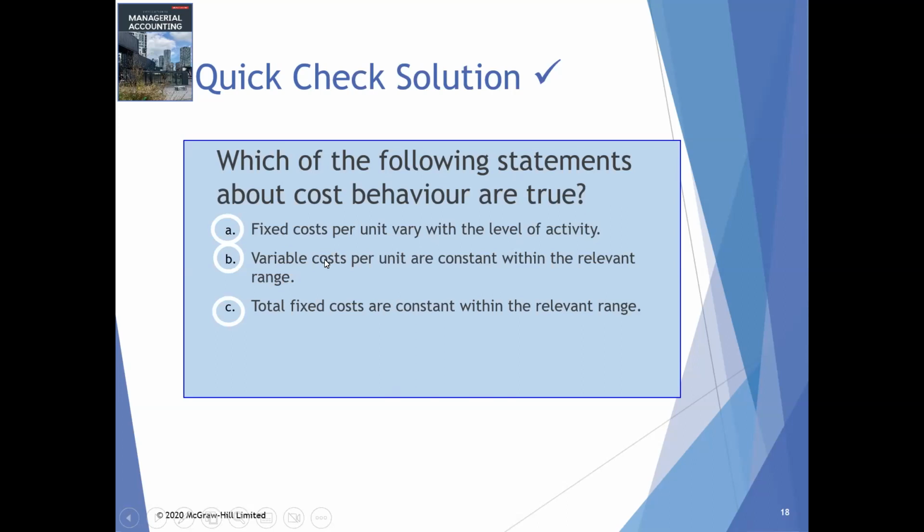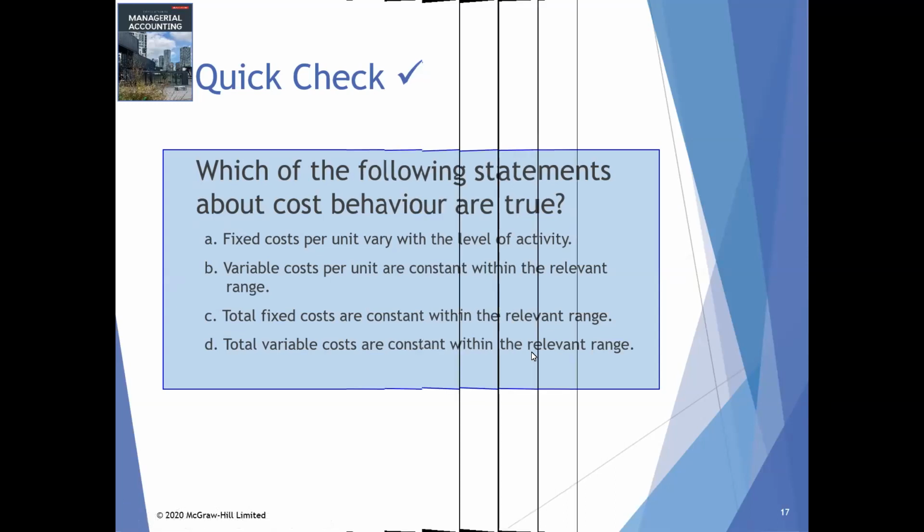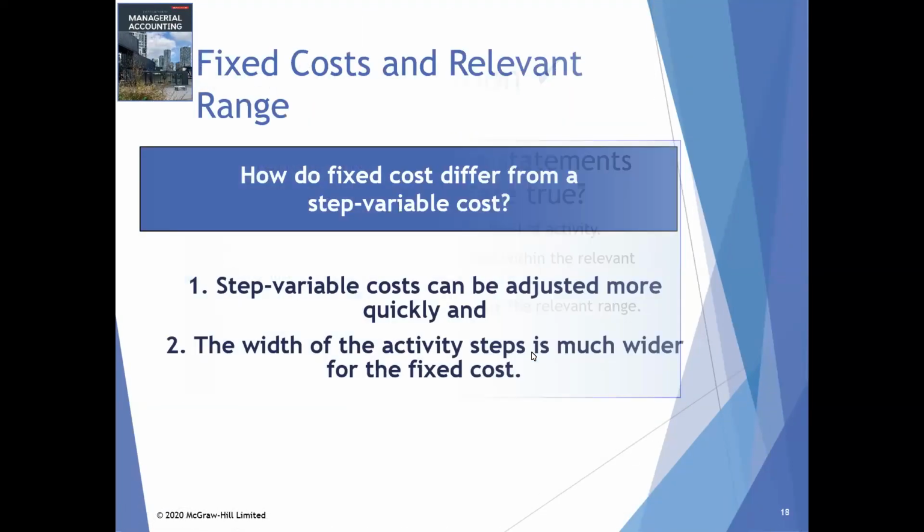So the first, second and third one: the fixed costs are constant within the relevant range. So within the relevant range, it will remain constant. Why is this false? Total variable cost will remain constant within the relevant range. No, this is false. The rest three are right.